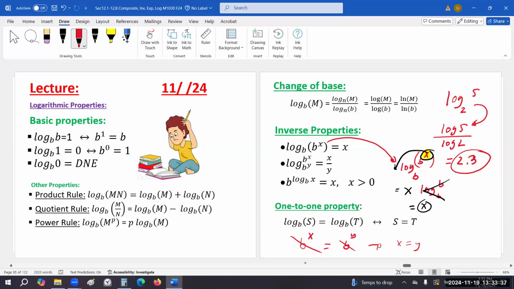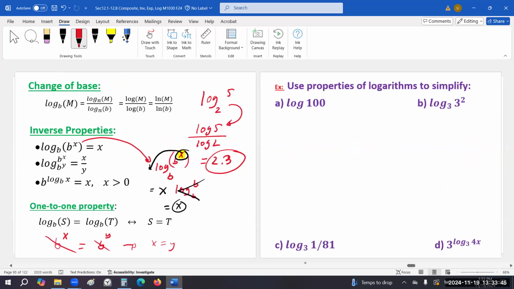Any question on any of the rules? No? Okay. Now let's have some practice.